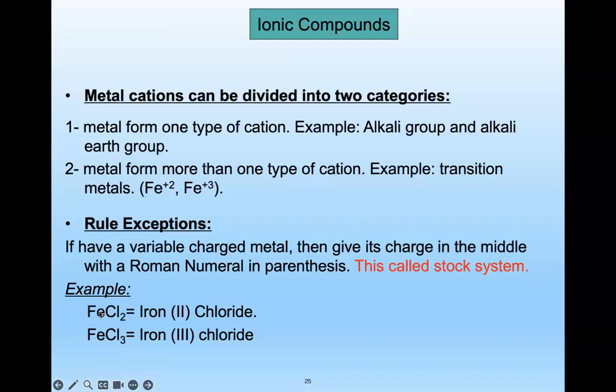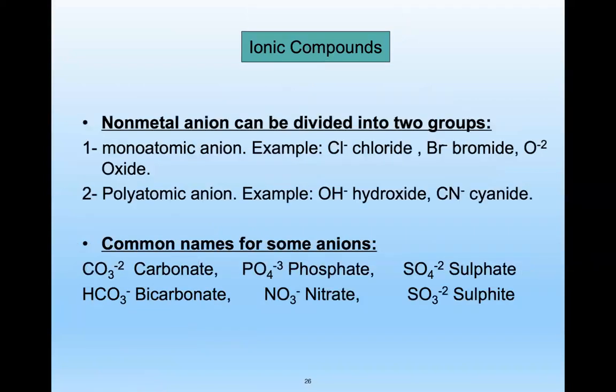Why 2? Because it is ferrous, it is 2 positive. That's why it must be 2 negative to balance, 2 positive, 2 negative. Here it is Fe 3 positive, then it must be 3 negative. That's why we call it iron 3 chloride. So you see, I think now it is clear. So we put here Roman numeral in parentheses. Why? In order to be sure you don't get confused.